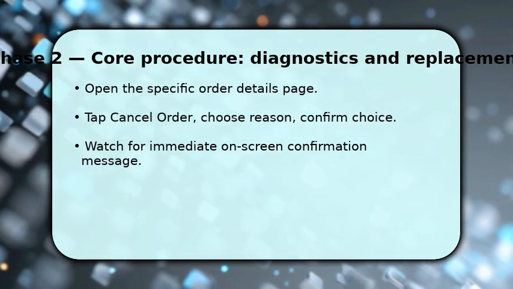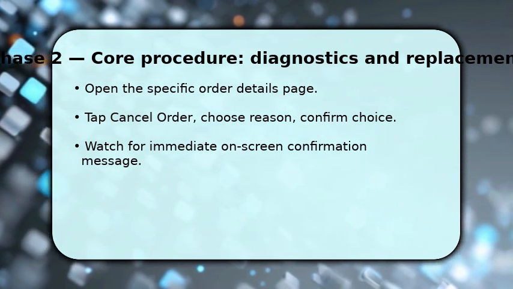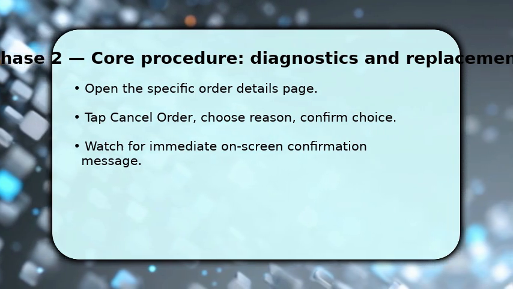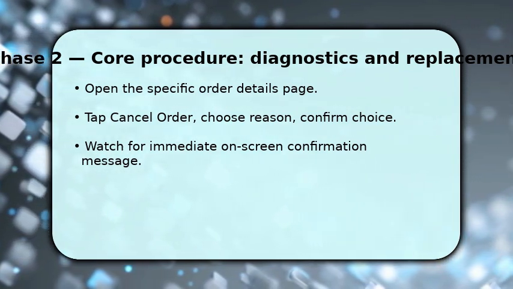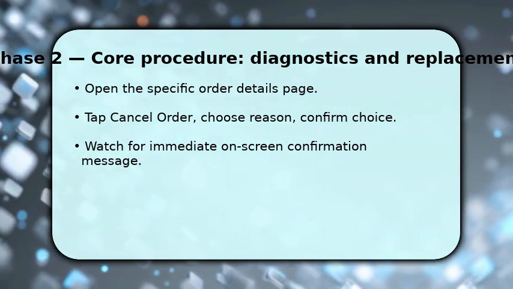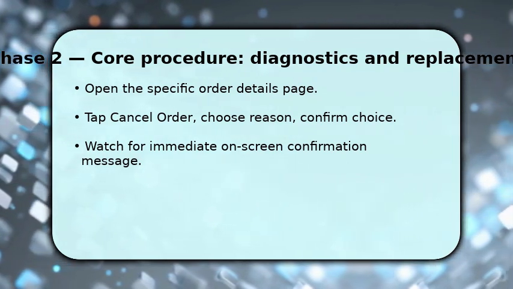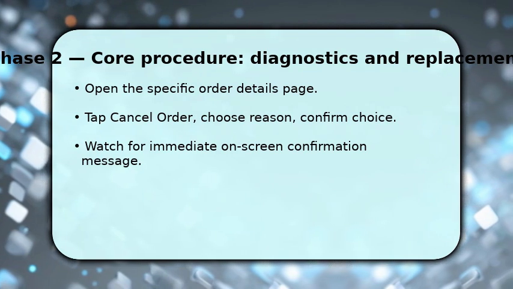Next, select a cancellation reason from the list so Adidas records why. This doesn't affect approval. Then confirm your choice when prompted and follow any on-screen verification steps, such as re-entering your password or approving via email. Once done, expect an on-screen confirmation and a reference number.